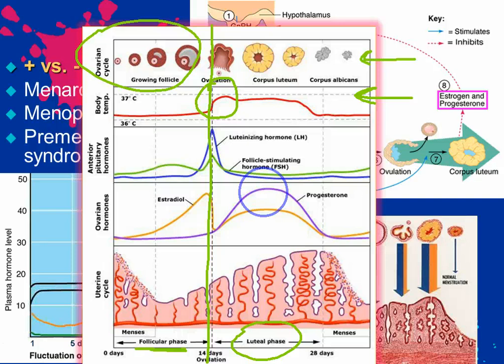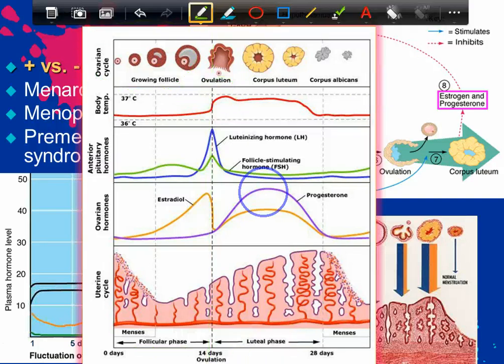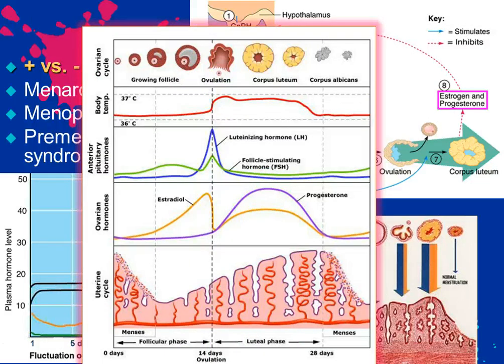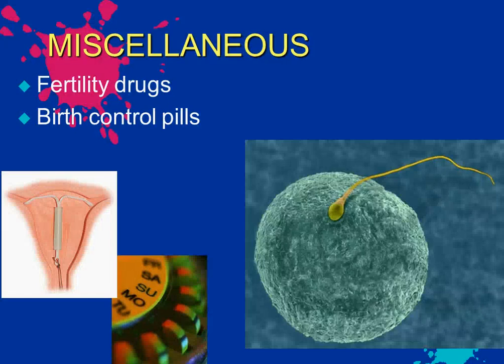Okay, then you can see the pituitary hormones in green and blue, LH and FSH, again, highest right around ovulation and a little bit before in the case of FSH. Then you've got estrogen and progesterone in gold and purple, so you can see everything nicely laid out there. Stop here if you want to look at it more.